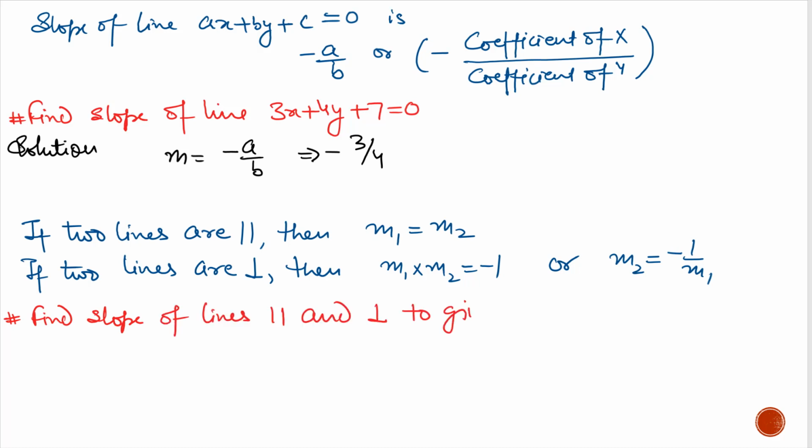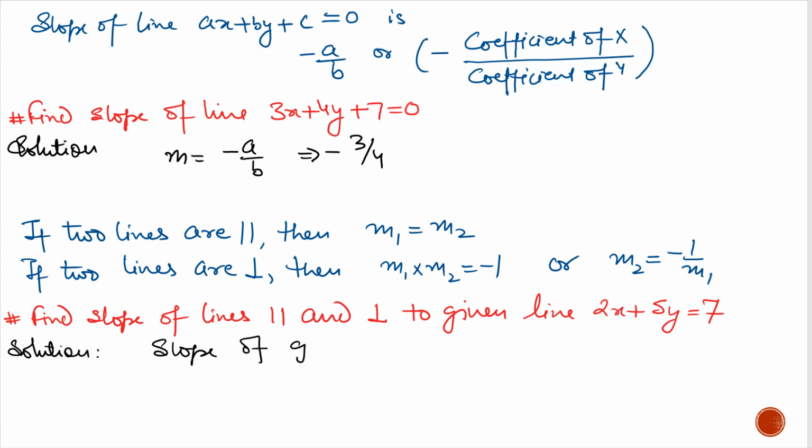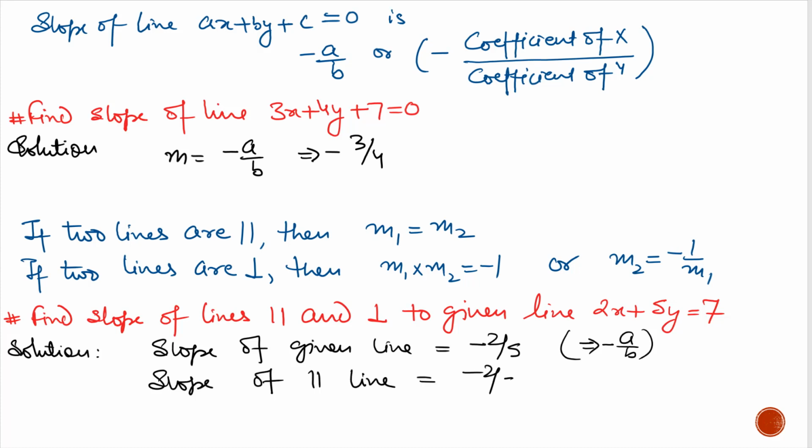Example, find slope of lines parallel and perpendicular to given line 2x plus 5y equal to 7. The slope of given line is minus 2 by 5, minus coefficient of x upon coefficient of y. So slope of parallel line is equal, which is minus 2 by 5. And the slope of perpendicular line is minus 1 upon the slope of the given line. So it is minus 1 divided by minus 2 by 5, which equals 5 by 2.